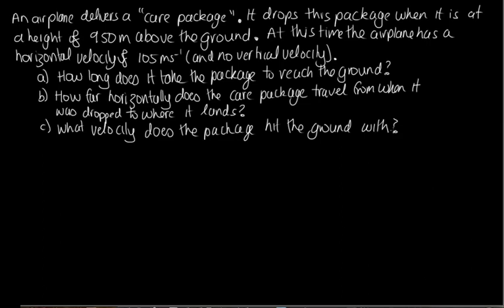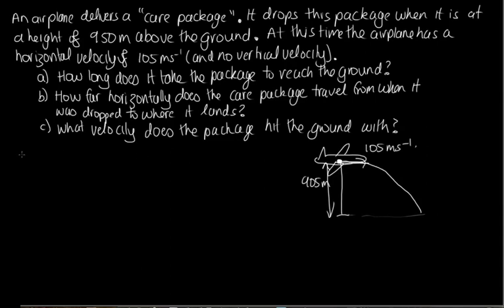Okay, so when we're starting a question like this, we should always draw a diagram. So here we've got our aeroplane. Here's the care package. It's 950 meters above the ground, and it's going at 105 meters per second horizontally. And this care package is going to keep traveling with a constant horizontal velocity and accelerate downwards. So it'll follow a parabolic path like that.